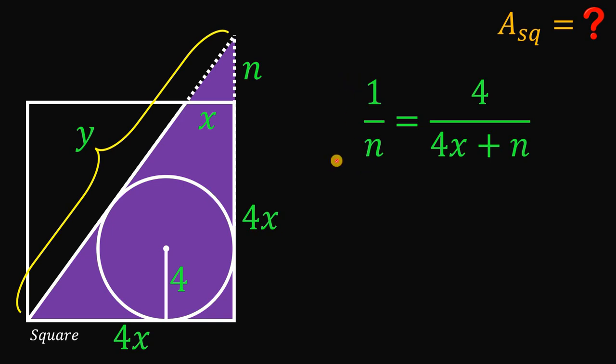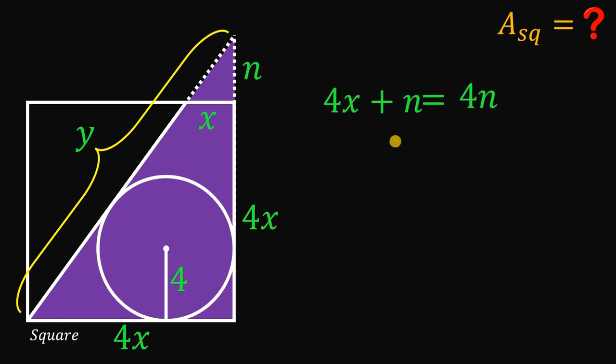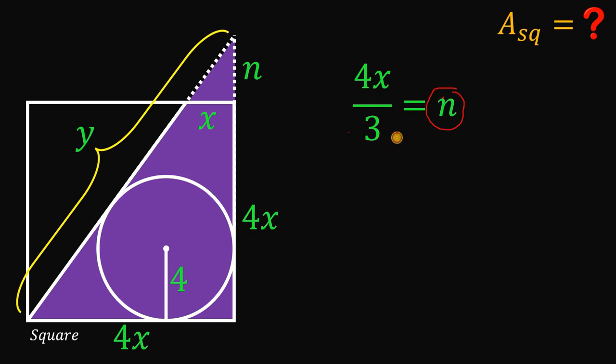Next, let's multiply both sides by n. If we do that, we get 1 equals 4n over 4x plus n. Next, let's multiply both sides by 4x plus n. Now, let's solve for the value of n. So, let's subtract n on both sides. This will give us 4x equals 3n. Now, let's solve for n in terms of x. So, divide both sides by 3, and sure enough, we get n equals 4x over 3. So, we can replace this n with 4x over 3.